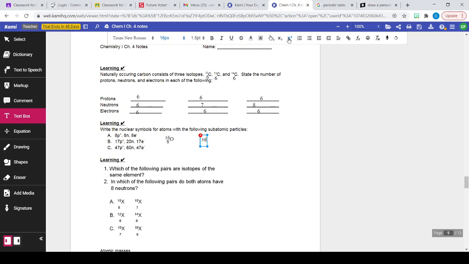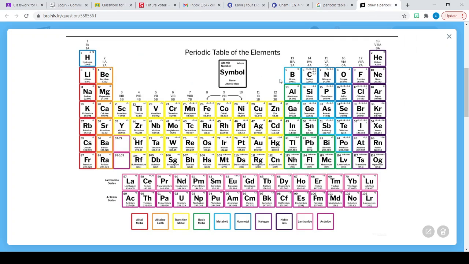A lot of times when I'm doing math, I'll keep 35.5. And then chlorine. No. Get rid of that. Chlorine. And then I'm going to write 17. I'm going to slide that up underneath there. And that is the nuclear symbol. Now the next one has 47 protons. So I'm going to look for element 47, and that is silver.